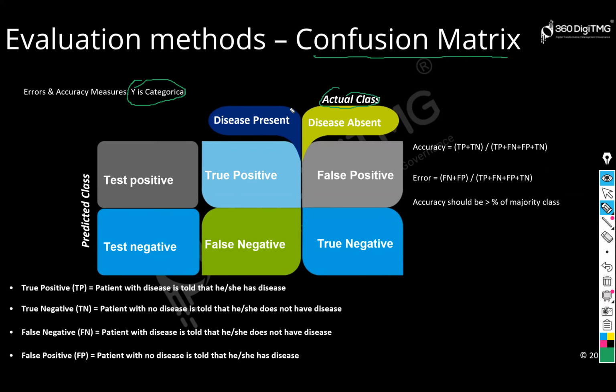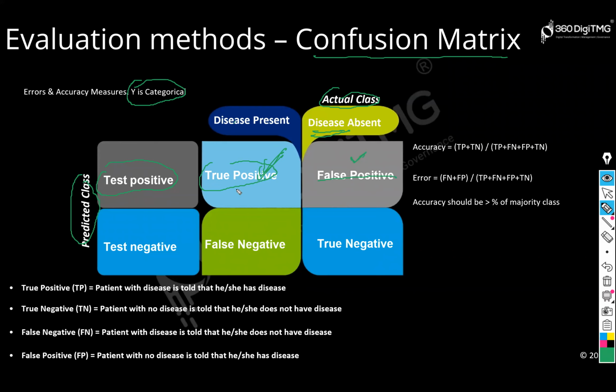Let us see the actual class and the predicted class. Already the prediction is done. For a patient, the actual class is whether the disease is present or not. That is what I'm going to analyze. If the disease is actually present and the predicted value also says it is present, then it is called a true positive. If the disease is absent and the algorithm says it is present, that is a false positive.